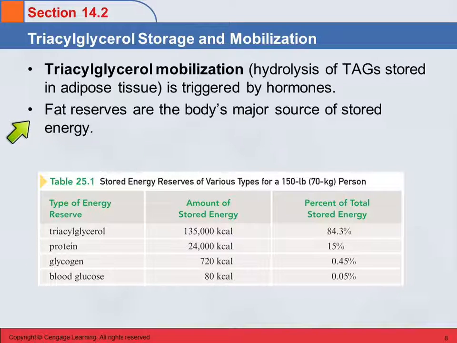The fat takes longer. And so if we look here, this chart's kind of interesting. Stored energy reserves for a 150-pound person. So your blood glucose, only about 80 kilocalories. All your glycogen, 720 kilocalories. That's not going to last you very long. Protein is more, 24,000, but the fats as triacylglycerols, 135,000 kilocalories. That's 84% of the energy that's stored in your body is stored in your fat. Which, if you're not wanting to have as much stored energy, that can be a problem too.